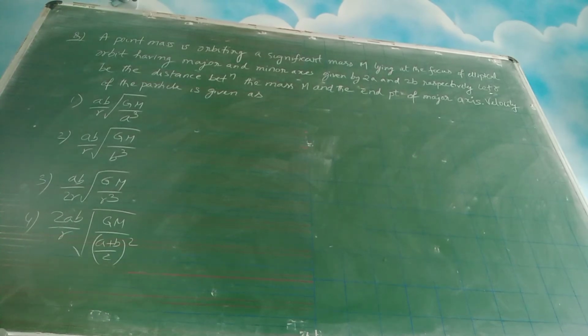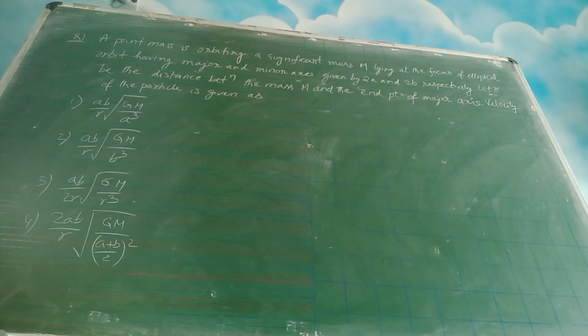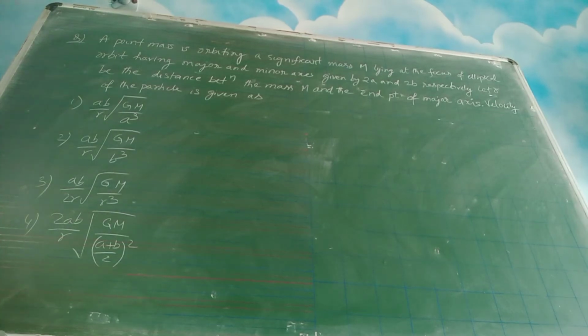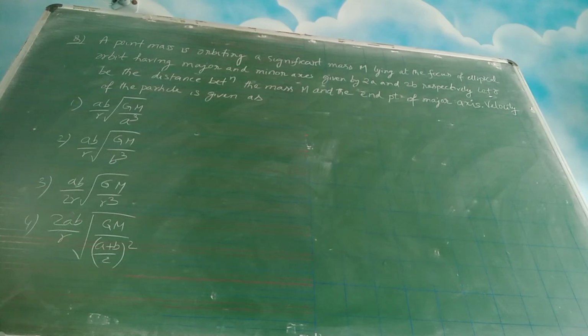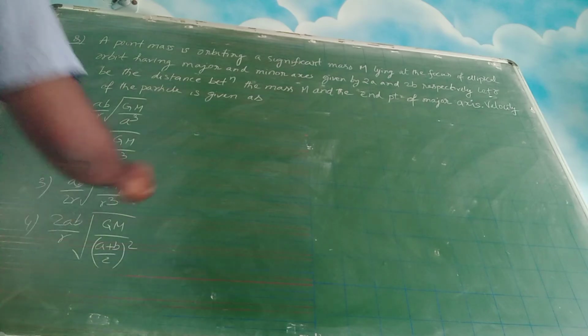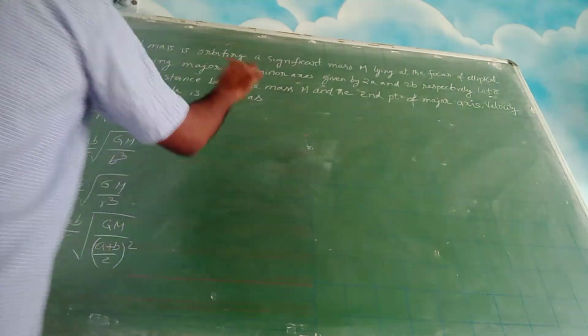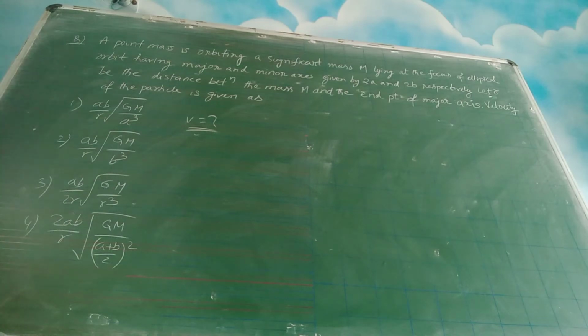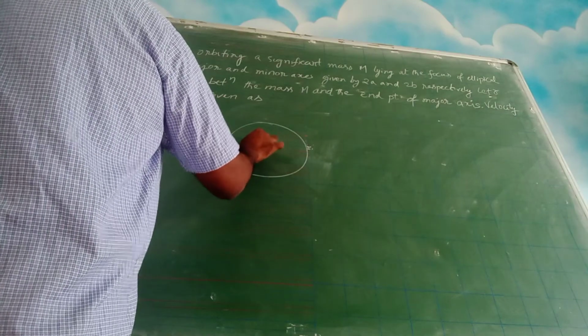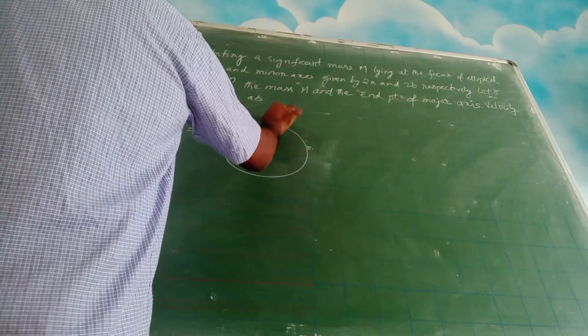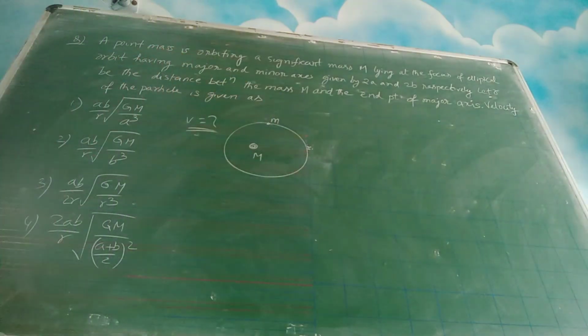A point mass is orbiting a significant mass lying at the focus of an elliptical orbit having major and minor axes given by 2a and 2b respectively. Let r be the distance between the masses m and the end point of the major axis. Velocity of the particle is given by. So you have to find out the velocity actually. Now there is a significant mass and there is a point mass, which is rotating around this object.